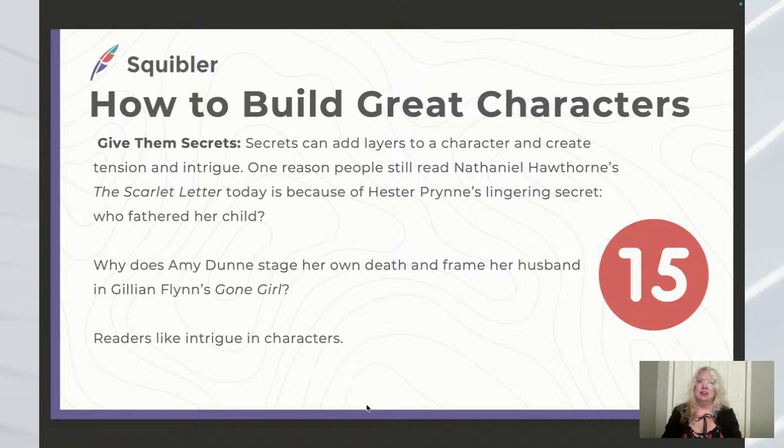In Gillian Flynn's Gone Girl, we find ourselves wondering why Amy Dunn stages her own death and frames her husband. We never really get a full answer to this. So that intrigue is something that really builds reader interest and keeps us hooked.